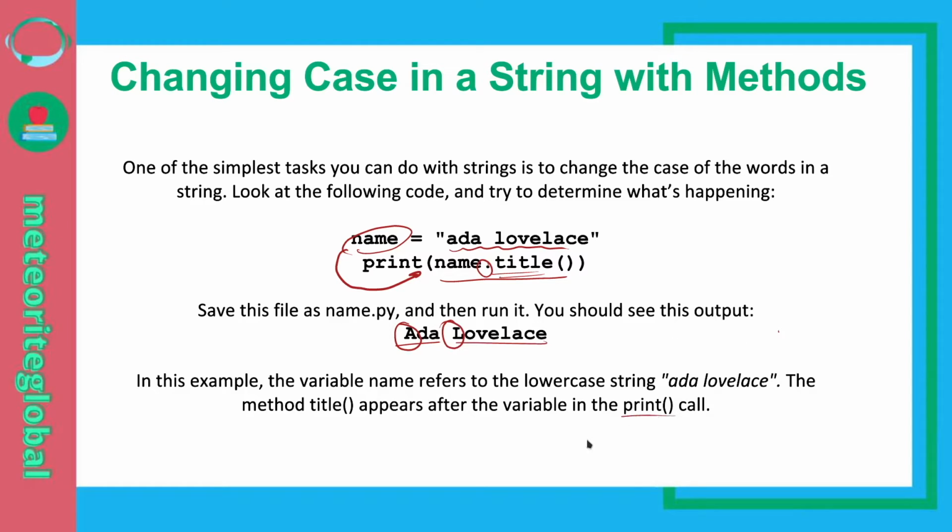I hope you understand this much. In this example, Ada Lovelace is lowercase. Then I, as a programmer, tell Python to print name.title. The title method tells Python that I need to capitalize something here. Python does it, and we get an output where the first letters are capitalized. Understood? I hope you understand.